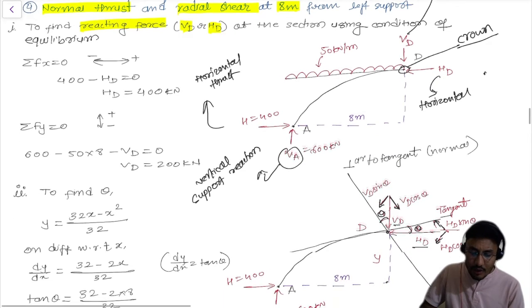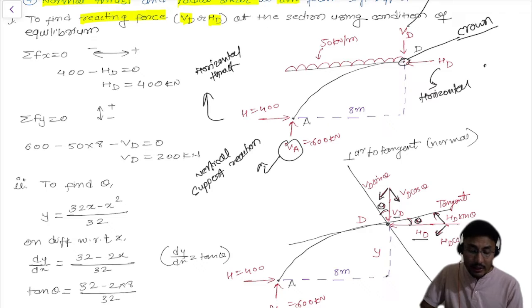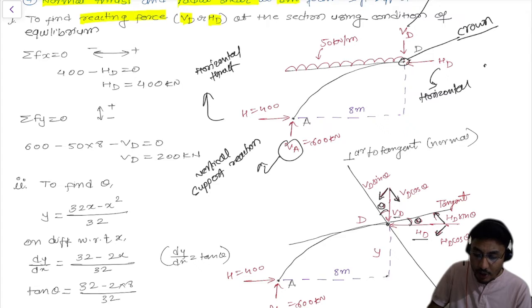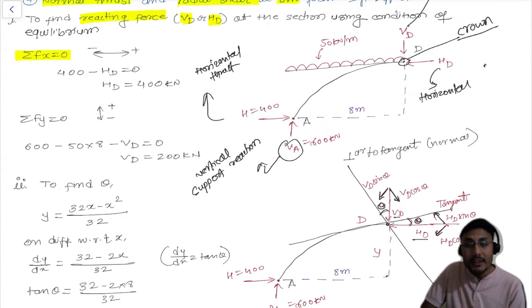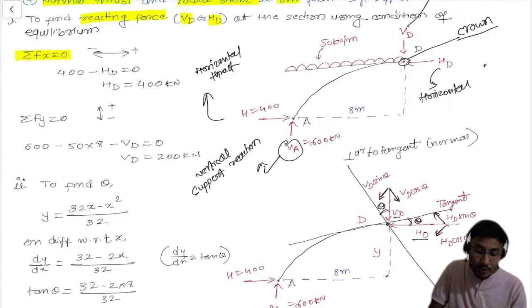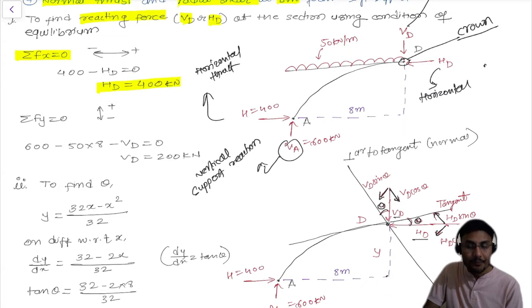So first of all, we need to find the reaction forces VD and HD at the section using the condition of equilibrium. So when you are using the condition of equilibrium, the sum of all forces along the x direction we will be considering equals to 0, right? So 400, which is the horizontal thrust, minus HD equals to 0. So we got the value of HD equals to 400 kilonewton, right?